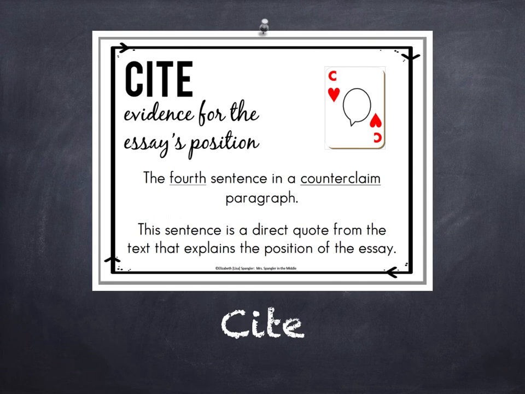Once you refute the opposing viewpoint, you will then come to cite evidence that supports your claim against the counterclaim. This should be a direct quote from the text that explains your position or your claim for your essay. Remember, this should be linked to the reasons stated in your body paragraphs.